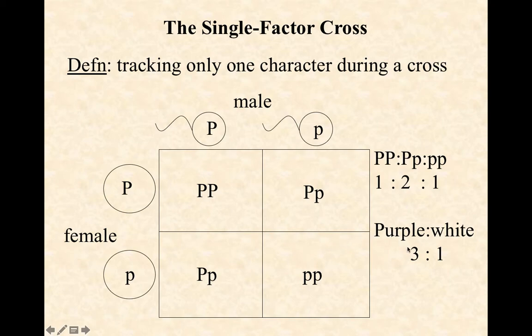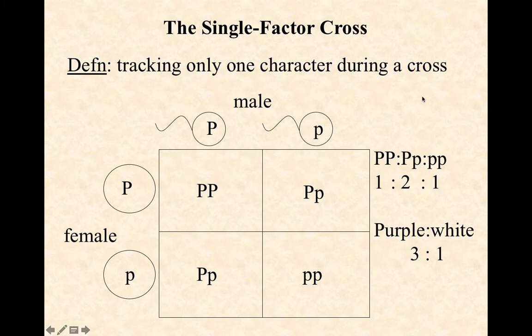Phenotypically, what we would see is 3 to 1, dominant phenotype to recessive phenotype, because big P gives us the dominant purple phenotype, the heterozygote does as well. So what we would see would be 3 purple plants for every 1 white plant, roughly in that ratio. Now, if you only got four offspring, you may not see that precise ratio, but if you've got hundreds or thousands of them, it's going to become awfully close.